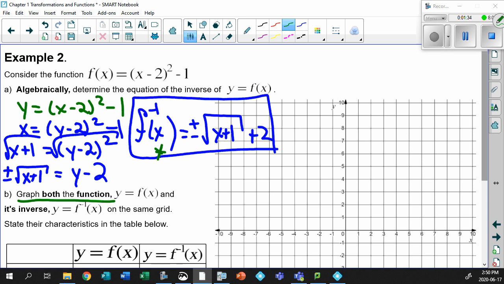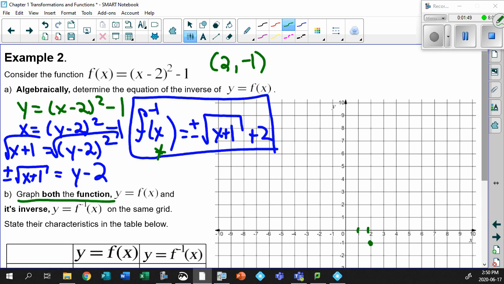Okay, so first thing I would do is notice that this is in vertex form. So being in vertex form, I know my vertex is (2, −1). So I'm going to go over to 2, down to −1. There's my point. Then I'm going to turn around.